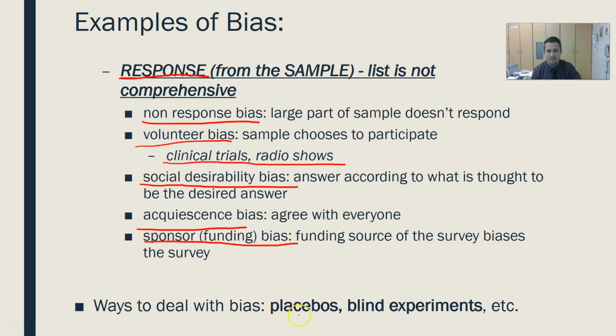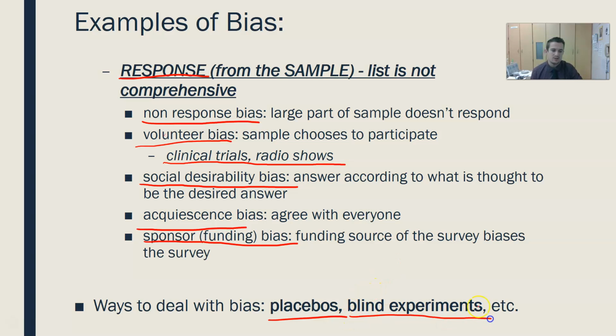So ways to deal with bias, placebos. We see this a lot in the medical field. When trying to determine if a treatment works, you'll give a selection of people the actual treatment and a selection of people the placebo, which means the placebo won't have an effect on anything. And then you can accurately determine if the treatment actually works because everyone gets something, and then we'll see what patients actually see results.